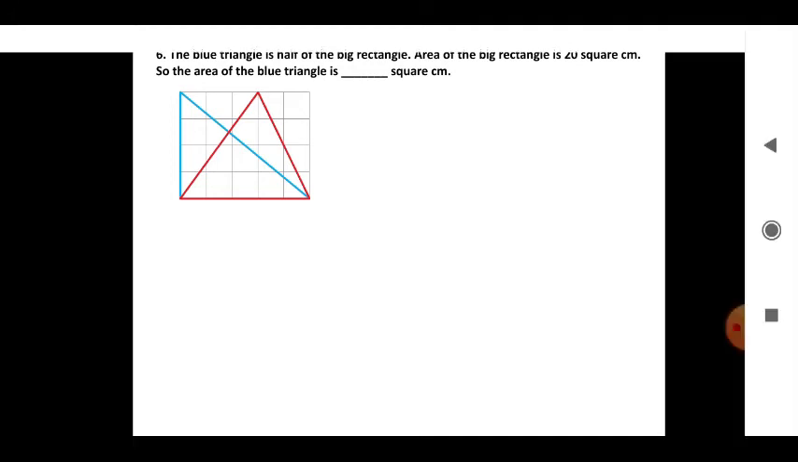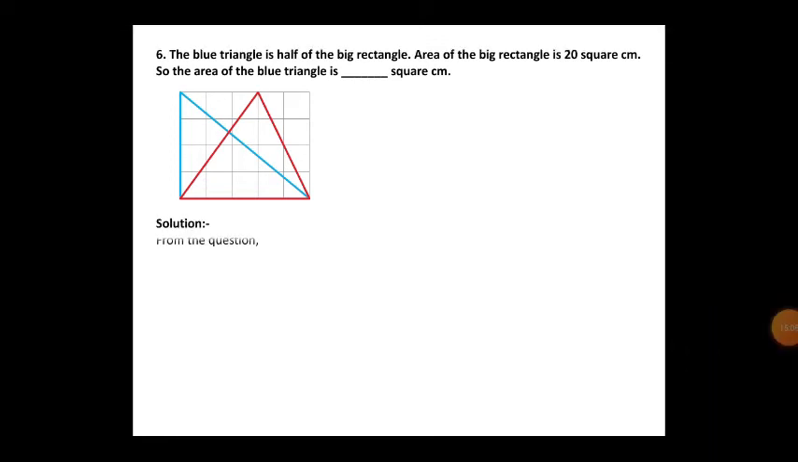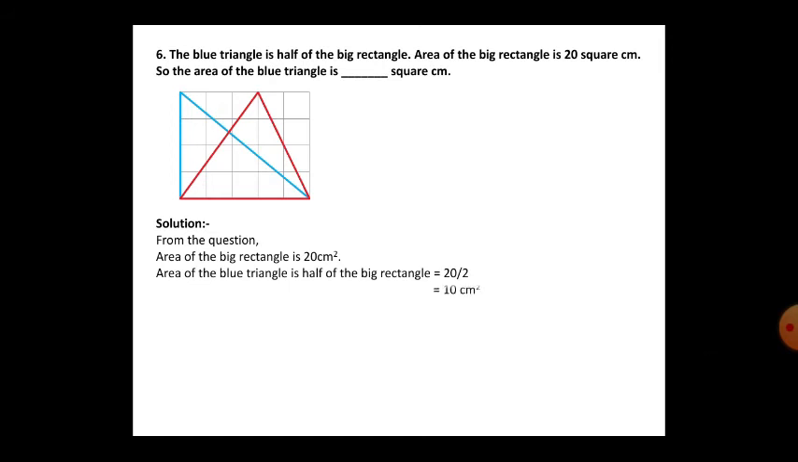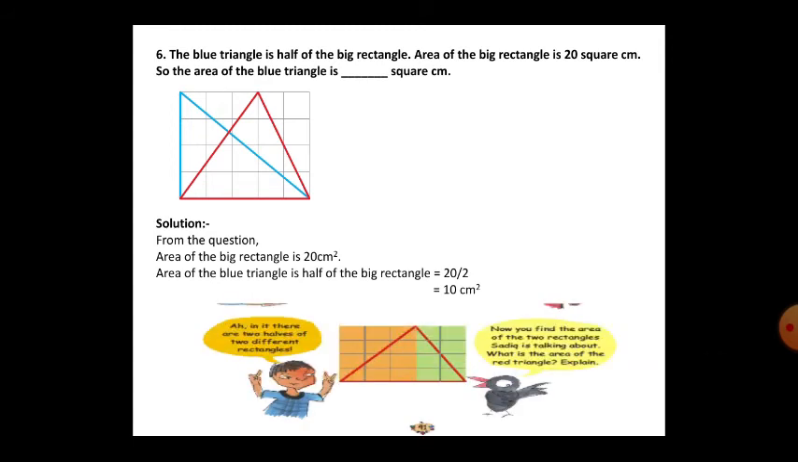Inside this there are 20 boxes. They have given the area of the big rectangle is 20 square centimeter. From the question, area of big rectangle is 20 square centimeter. Area of blue triangle is half of the big rectangle. So 20 divided by 2, that is 10 square centimeter. You have to find the blue triangle, right?